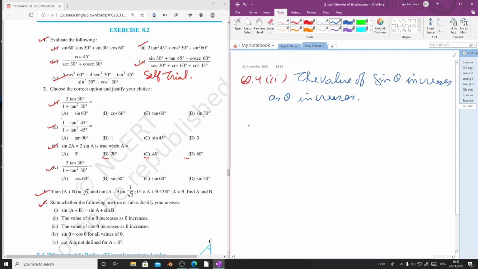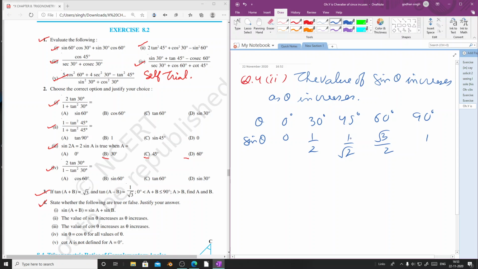Now, if you know the values of sine theta, when theta is 0 degree, what is the value of sine theta? It is 0. When theta is 30 degree, sine 30 is 1 by 2, and when theta is 45 degree, we get sine 45 degree as 1 by root 2, and when it is 60 degree, we get it as root 3 by 2, and when it is 90 degree, we get sine 90 as 1. We can see here 1 by 2 means 0.5, and here we can write this as root 2 by 2, and this is root 3 by 2.